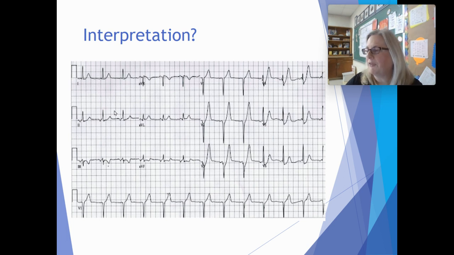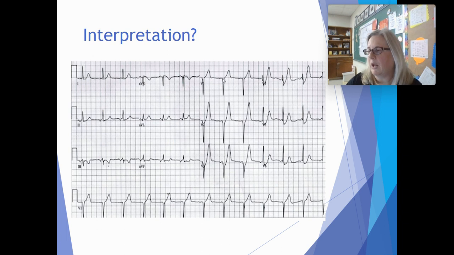2, 3 in AVF. Starting to see a few changes here. Definitely seeing some T-wave inversion, a little bit of depression. It's minor, but it's there. There's some T-wave inversion and some depression. That means it is probably ischemia.